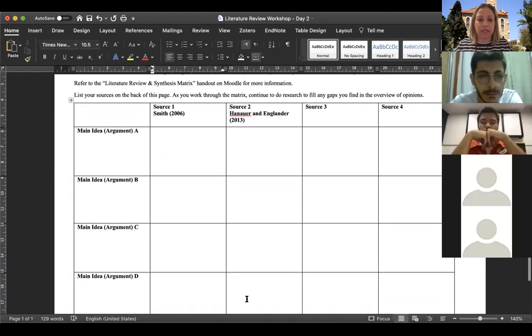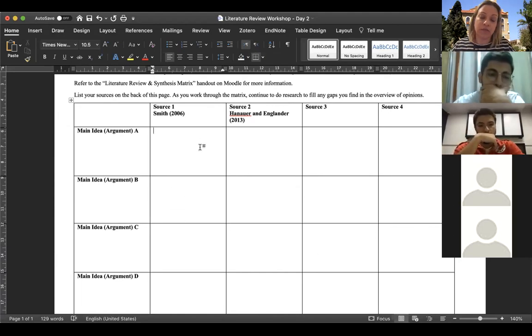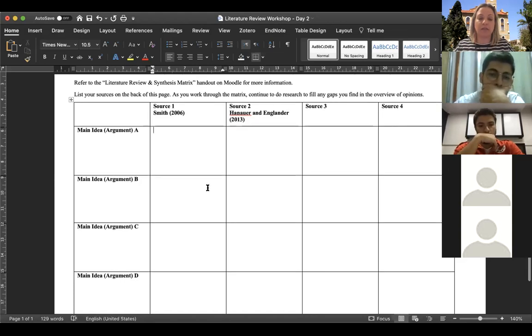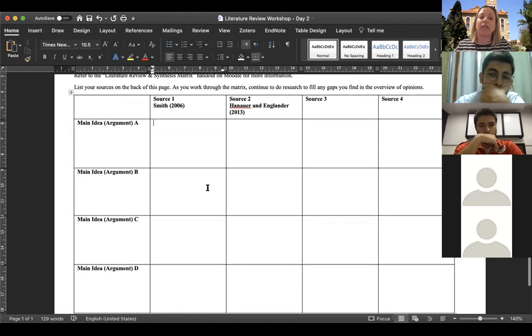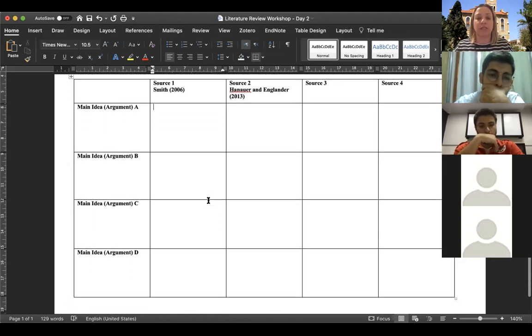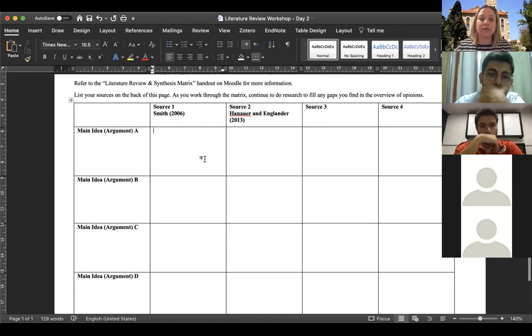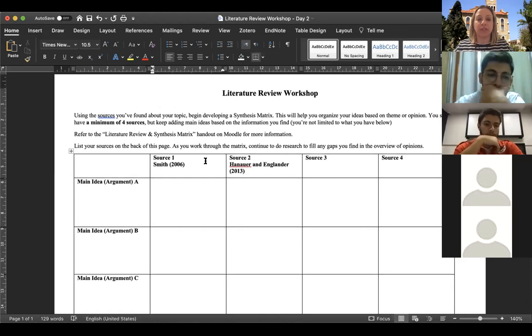Once you plug these in, so main idea A, B, C, D for each one, then you start matching whatever you see. For example, this idea A over here is similar to this one here, is similar to this one here, and so you can start comparing the different resources and what they say. You might even be able to contrast the different resources and what they say, and you can also critique the different resources and what they say. So this is the first step in developing your literature review.